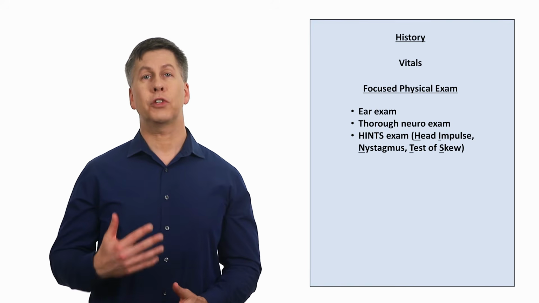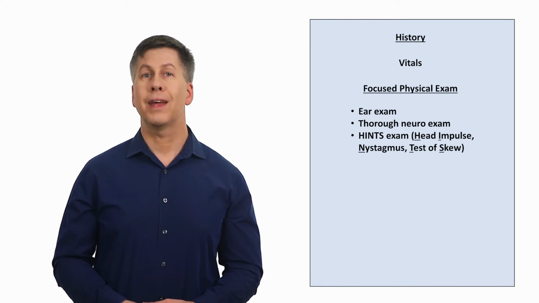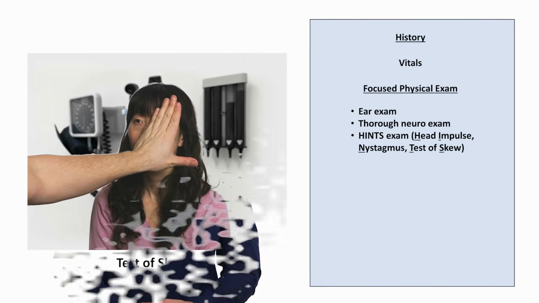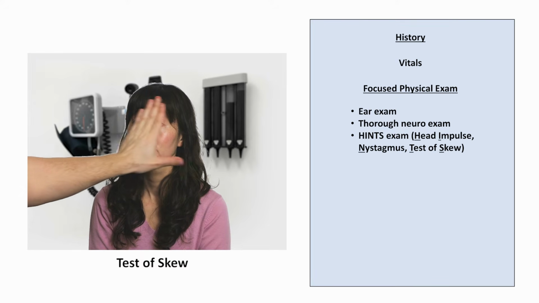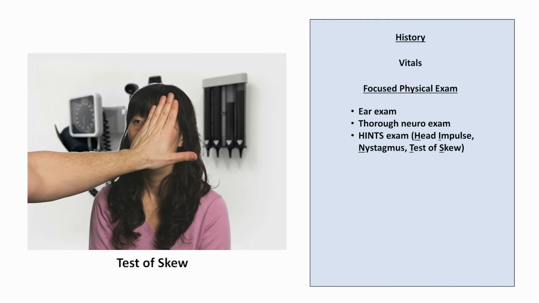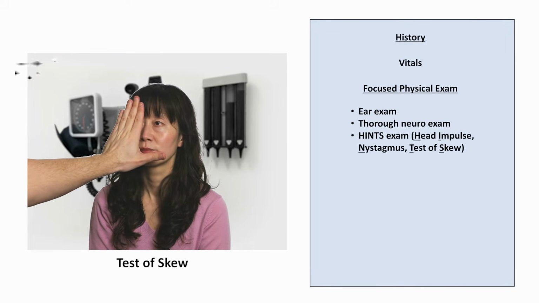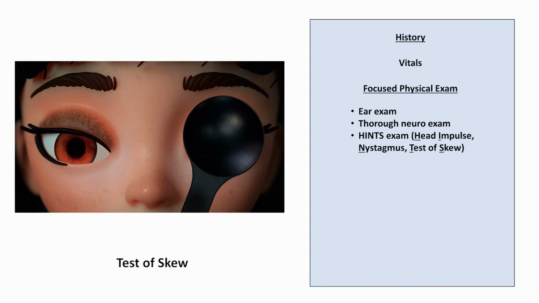Last is the test of skew. For this, ask the patient to look straight ahead at your nose, and then cover one eye for a few seconds, and then rapidly move to cover the other eye instead, and go back and forth, and look to see if there's any movement of the uncovered eye. Adjustment of the eye as it is uncovered implies vertical misalignment of the two eyes and is considered a positive test.